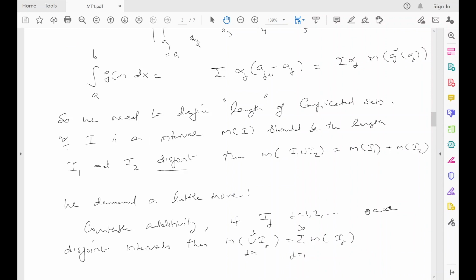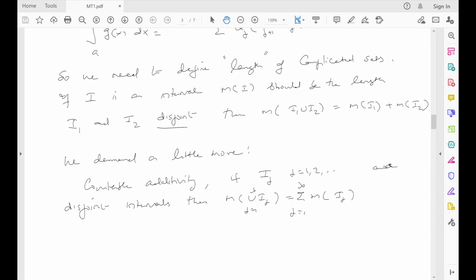Okay, so let's try to do that. So we need to define length of complicated sets. If I is an interval, then m of I, that is the length of I, should be the usual length. Okay, so measure of I should be the usual length of the interval. Remember, the interval could be closed, open, or one side closed and the other side open, but they all have the same length, right? Because adding one point doesn't really change anything. So an interval AB, whether it is closed or open, its length is B minus A.